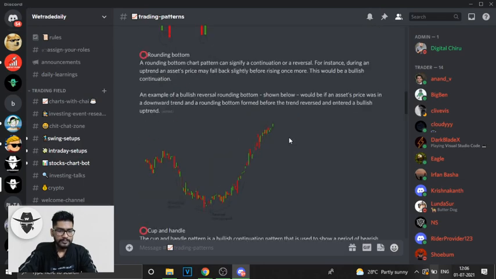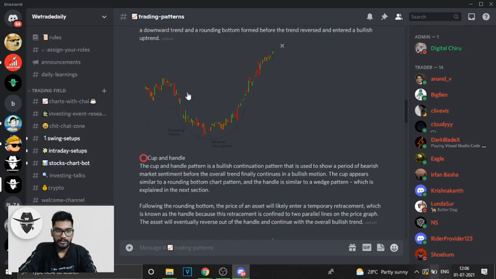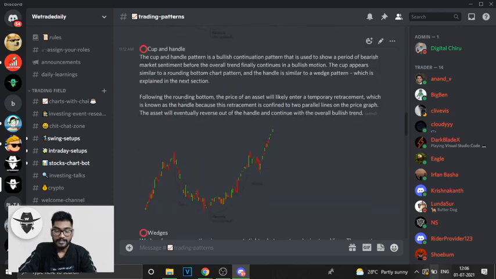Now we have a rounding bottom. Rounding bottom is something that is not commonly found in the Indian markets, and I wouldn't suggest you to look at this pattern because most of the time I'm not completely satisfied with the way these markets behave for this pattern. So we will ignore that. But there's something called cup and handle pattern. That is something I use a lot. It is similar to the rounding bottom, but it is more prominent, more trustable than that.